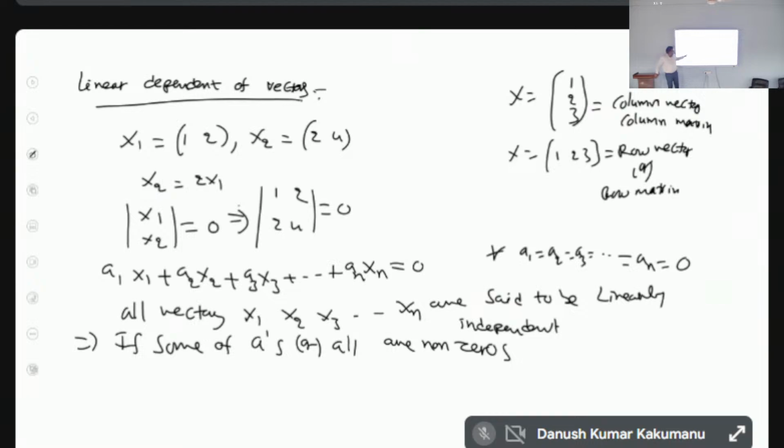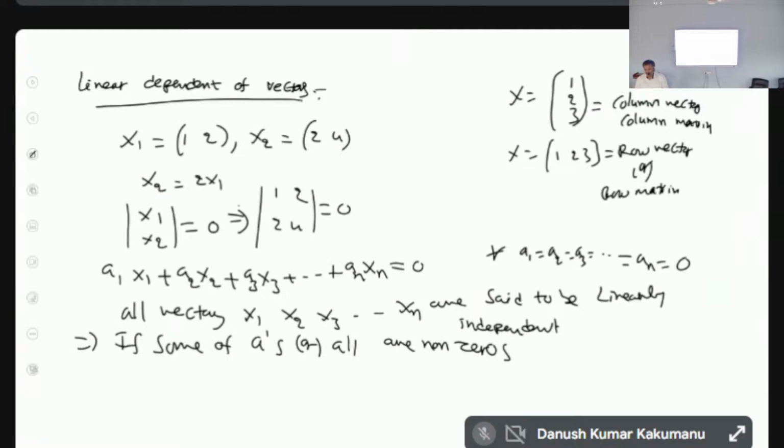Listen. A1, A2, A3, An, all are non-zeros. All are non-zeros means what? Linearly dependent or independent? When I said A1, A2, A3, An, all are zeros, what is the answer we discussed? They are linearly independent. If all are non-zeros, means what? They are linearly dependent.